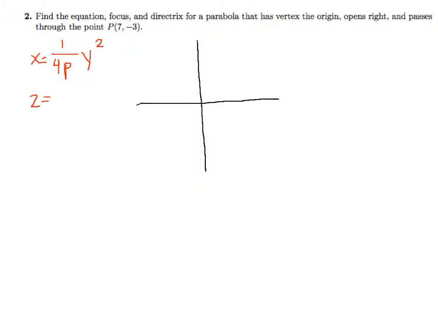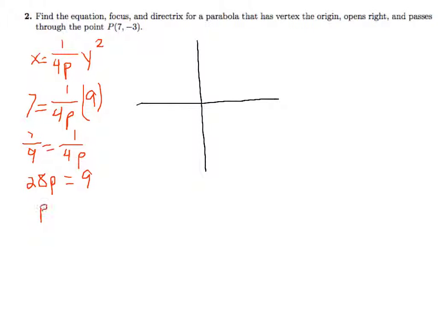7 equals 1 divided by 4p times negative 3 squared, which is 9. And we need to solve for p. So we're going to divide by 9 on both sides. So we get 7/9 equals 1 divided by 4p. And let's cross multiply, so we get 28p equals 9. And so p equals 9 divided by 28.